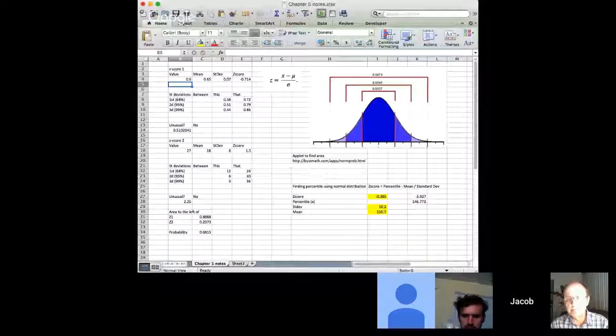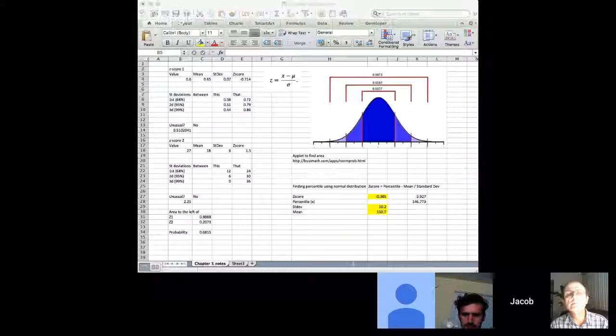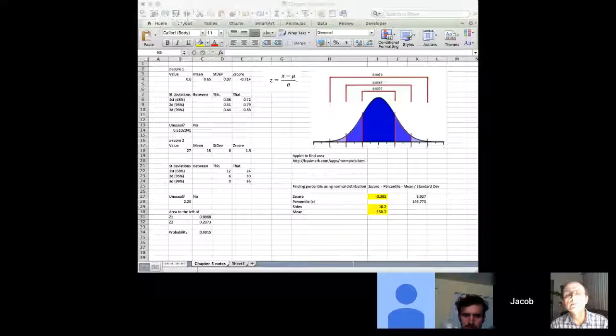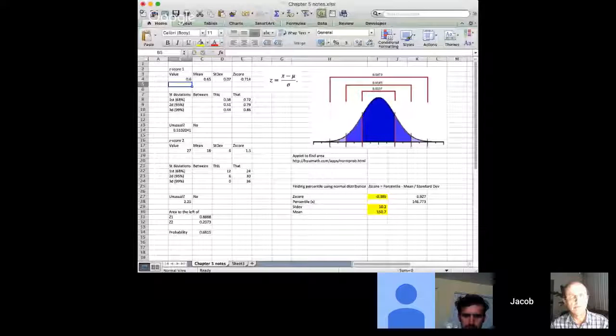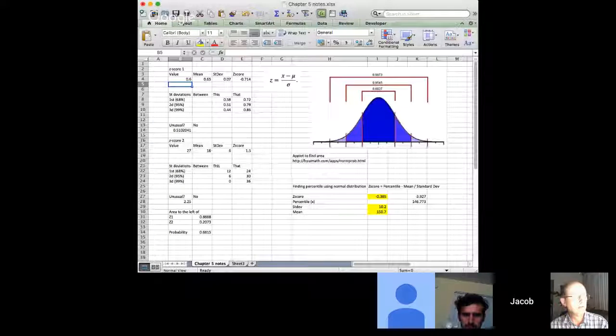And then you can put it in the applet. Oh, I keep forgetting you can't see my screen. That's all good. So if you go to the applet, you see something like this, where there's the z-score. You just type in 0.714.